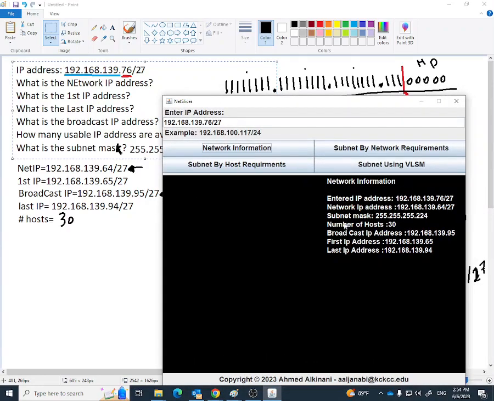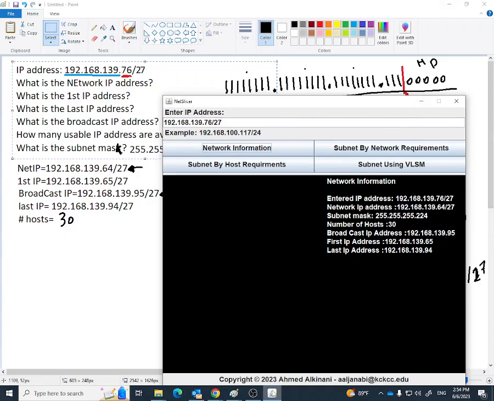And then after that, we said the number of hosts is 30. Here it is. The broadcast IP address is 95, and here it is. The first available IP address is 65, and the last available IP address is 94. Now for the broadcast and the first and last, I didn't put the prefixes. I can do that if I want to, but this is just, again, for verification and verification only.